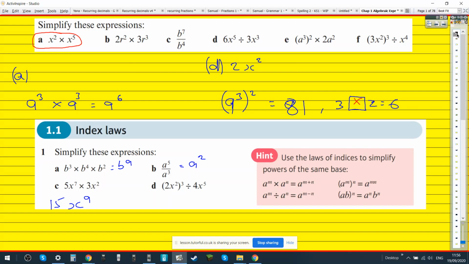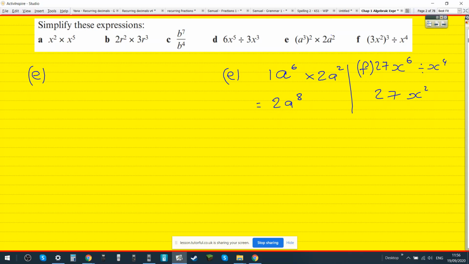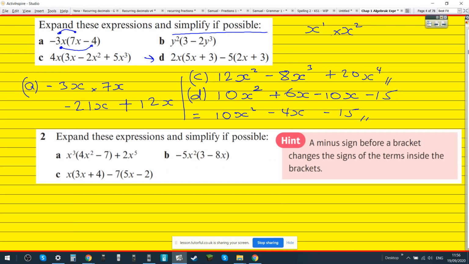So indices. Some of that was just revision. When you have a number involved, it's always a mix, and it always gets confusing, but I think you're good for that. This one is power to a power: you multiply them, and if a number is in the bracket, that is also to the power of. So expanding brackets, it's just outside times everything in the bracket.